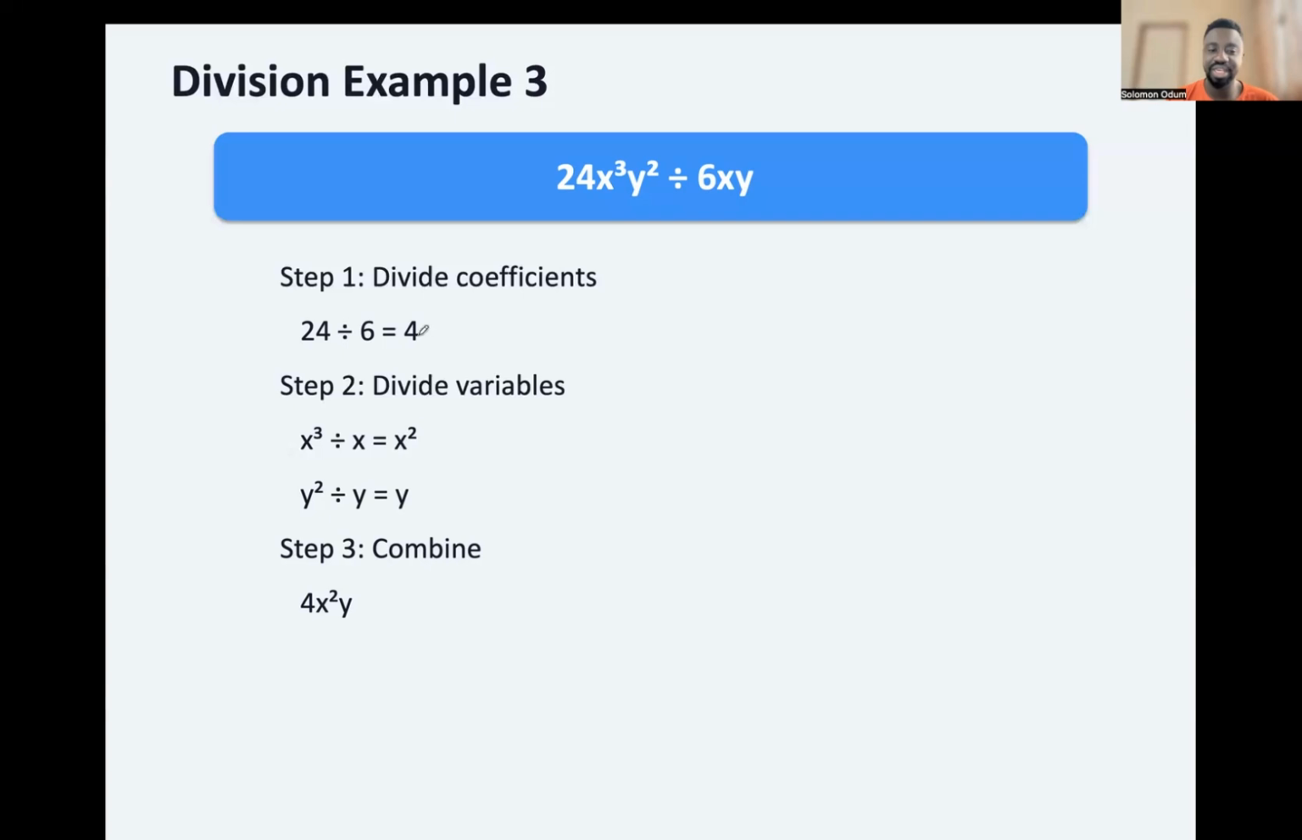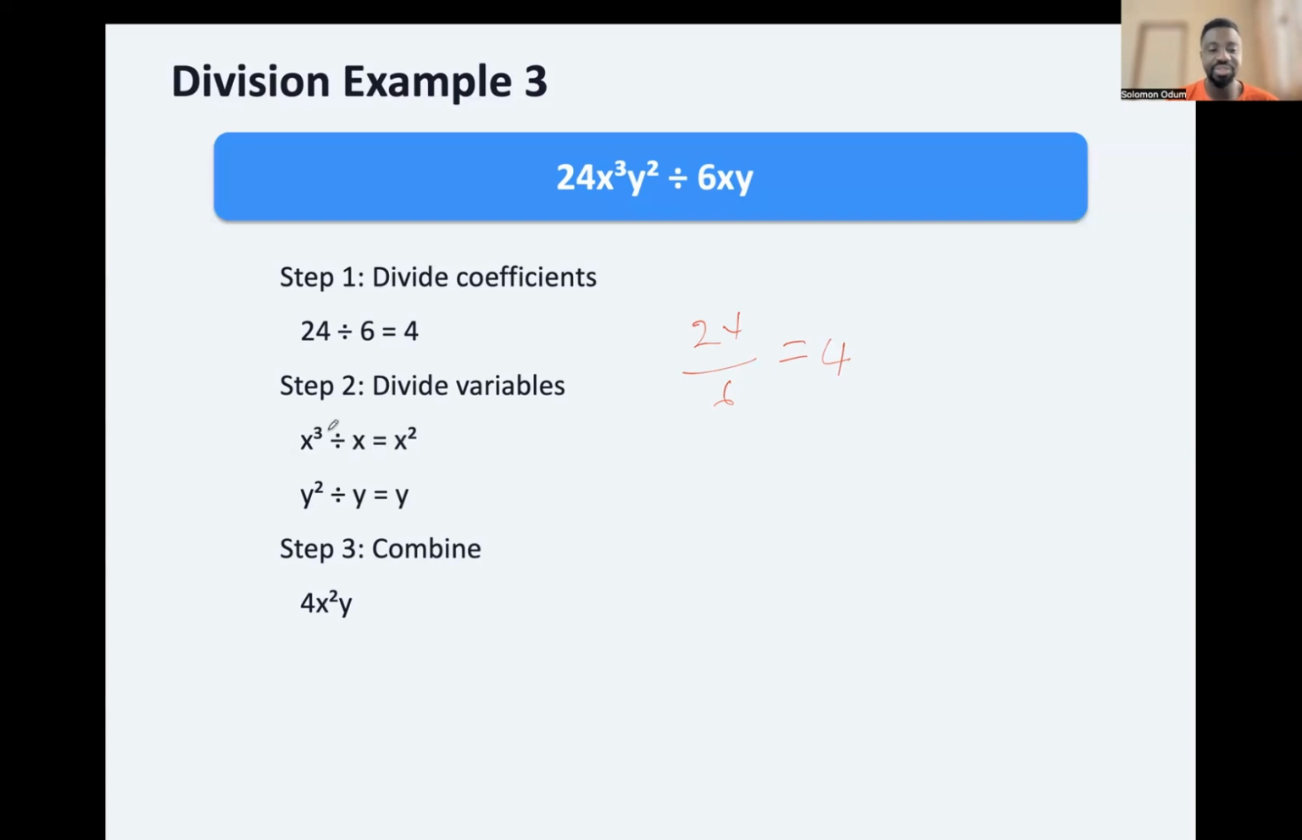24 divided by 6 is the same as 24 over 6. 6 times 4 is 24, so we get 4. And for x cubed divided by x, it's the same kind: you take one of this variable, which is x.